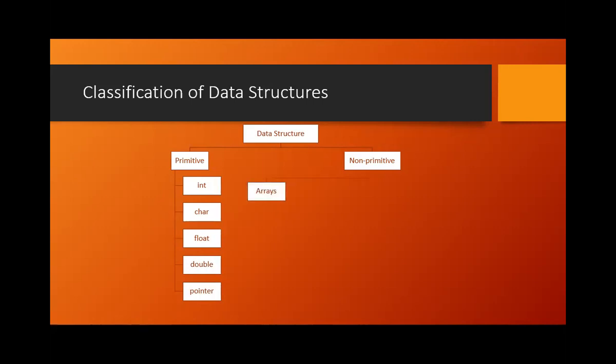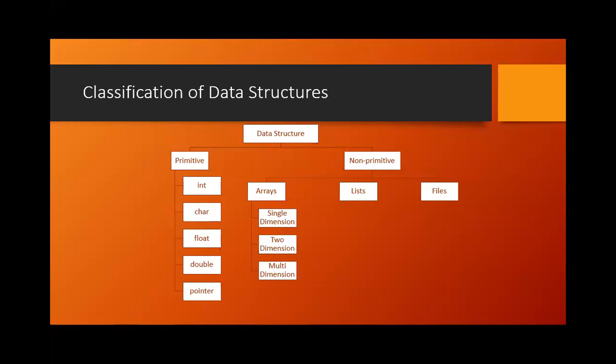Coming to the other side, that is non-primitive. In non-primitive we can have 3 sub-classifications: arrays, lists, and files. Out of these 3, I hope you have already studied arrays, right? Can you tell me the classifications we can have for arrays? One-dimensional, two-dimensional, and multi-dimensional. Very good. We can have one-dimensional, that is a single dimension, two-dimensional, and multi-dimensional.